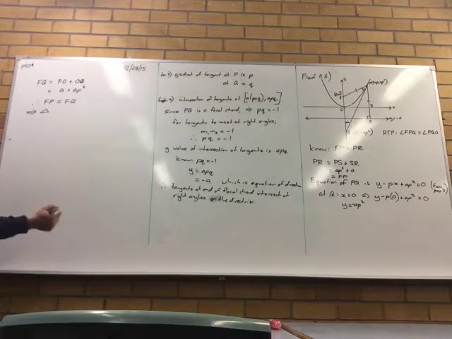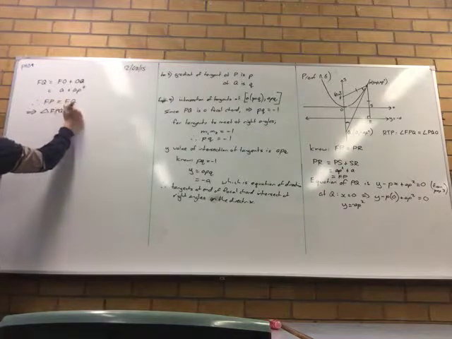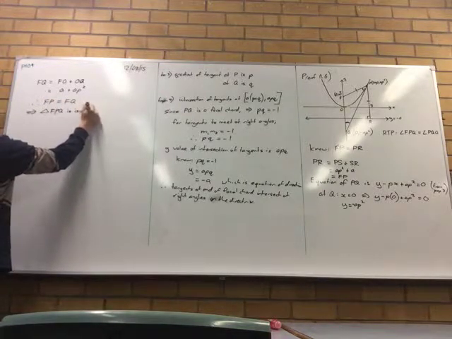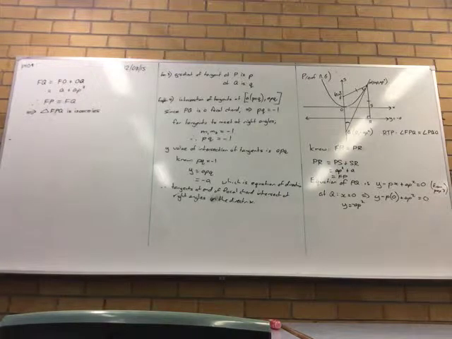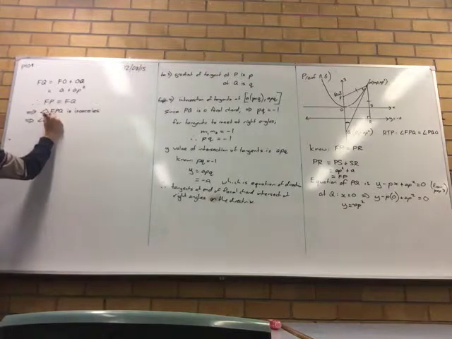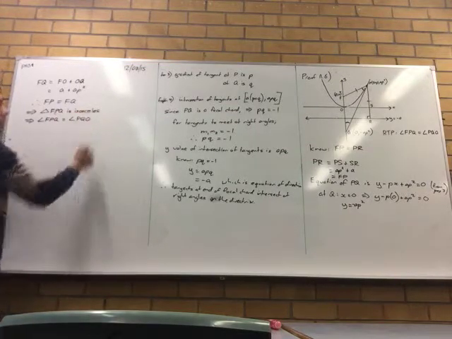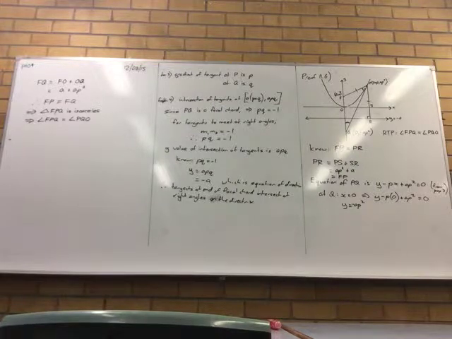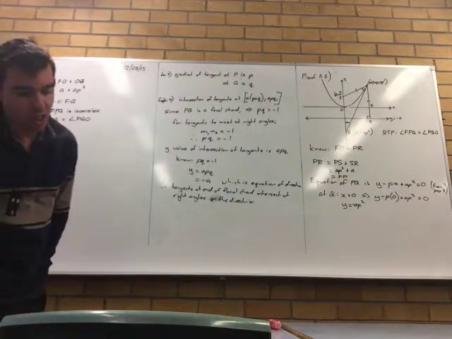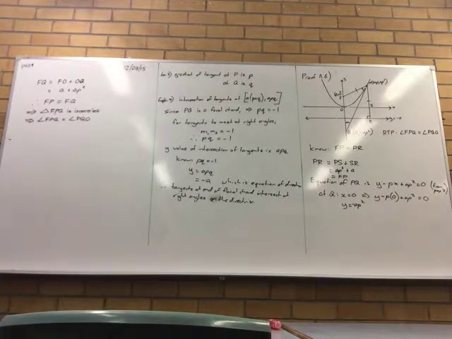This implies that triangle FPQ is isosceles, which implies that angle FPQ equals angle PQO from my diagram. I'll write that line again.